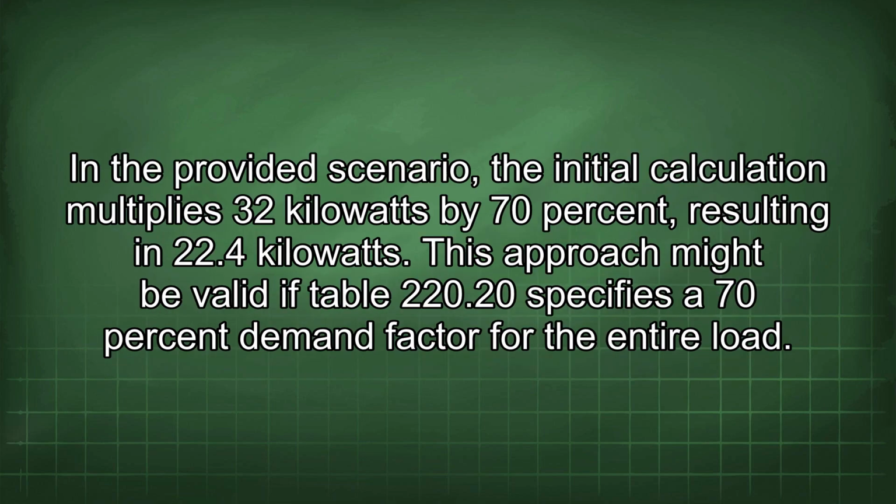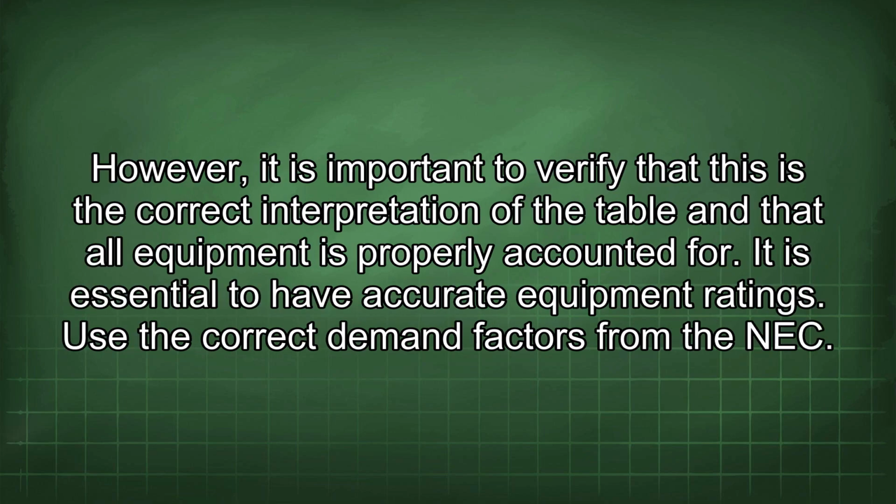In the provided scenario, the initial calculation multiplies 32 kilowatts by 70%, resulting in 22.4 kilowatts. This approach might be valid if Table 220.20 specifies a 70% demand factor for the entire load. However, it is important to verify that this is the correct interpretation of the table and that all equipment is properly accounted for. It is essential to have accurate equipment ratings.